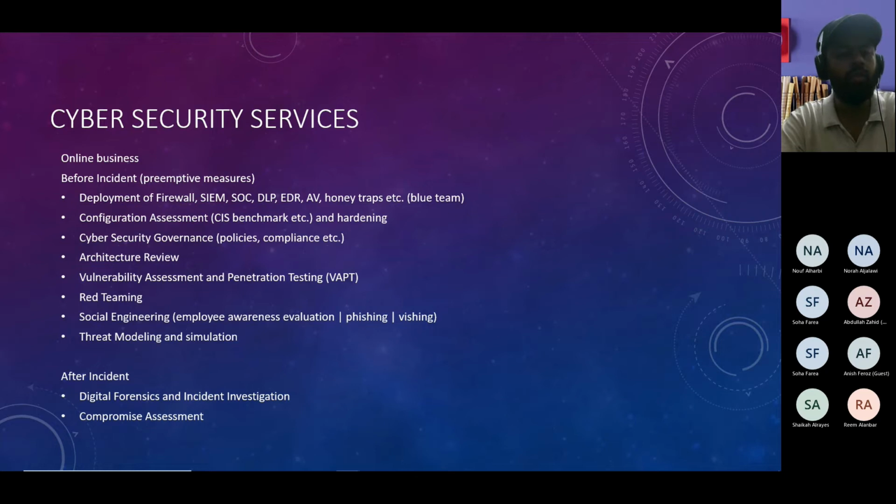So with this threat modeling, you get your threat dimensions and you can prioritize your remediation activity. So this is like you are the business owner again.